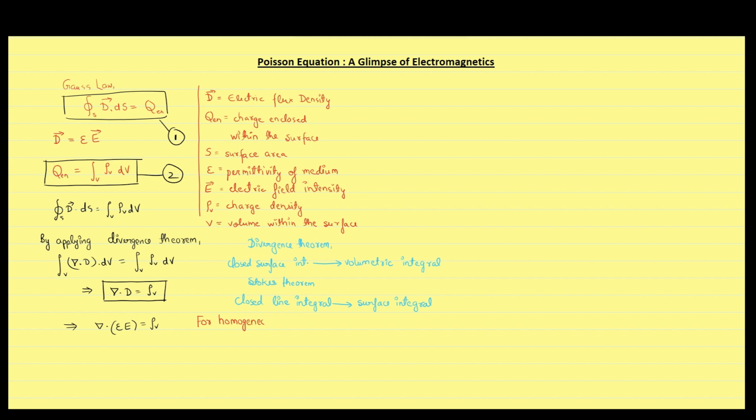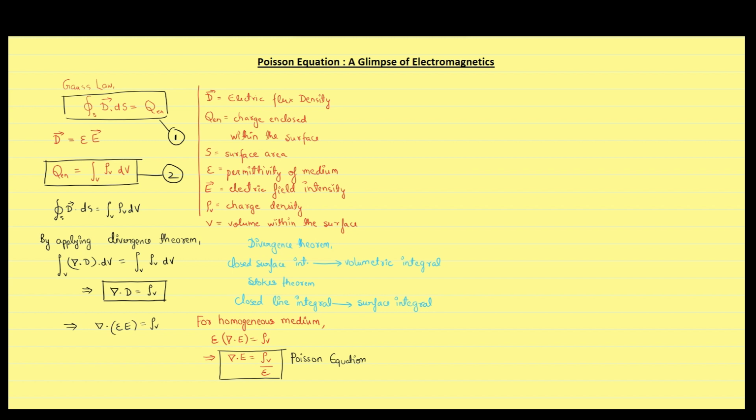Therefore, for homogeneous medium, we have just brought the value of permittivity out of the divergence operation as we have considered it to be a constant. So, the final equation comes out to be like this. And this equation is called as Poisson equation. Well, it is one of the ways in which we can represent Poisson equation.